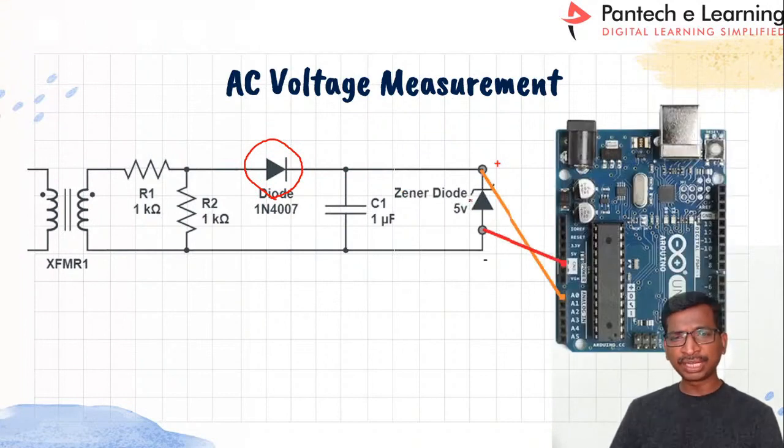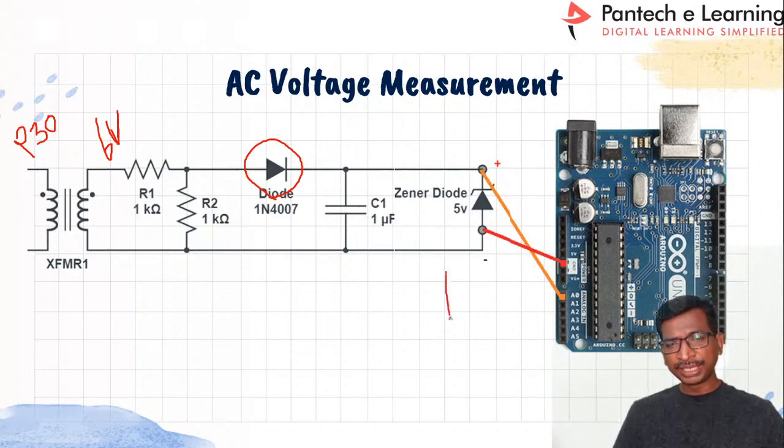Right, so this we can directly connect to the microcontroller to sense the AC voltage. With this circuit, suppose it is 230 volts and the secondary part is 6 volts. Then, by tuning this resistance, we can get the average DC voltage equivalent to 5 volts.